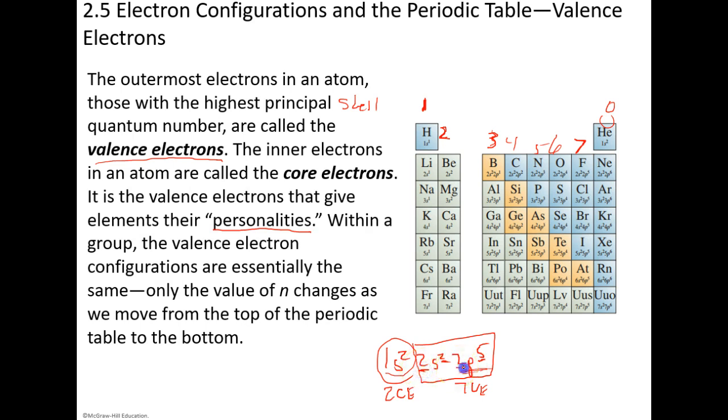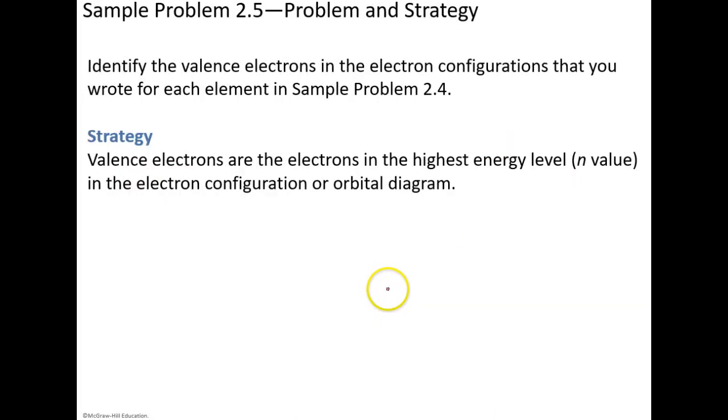Remember, the 2 is our shell. The S and the P are a subshell. It's the outermost shell. It's all the electrons in the number 2. It doesn't matter that it's split into S and P. The total are in the 2, and there's a total of 7 of them. That's why it's just easier to look at the group number, and you'll always know how many valence electrons there are. Okay, so here's another problem.